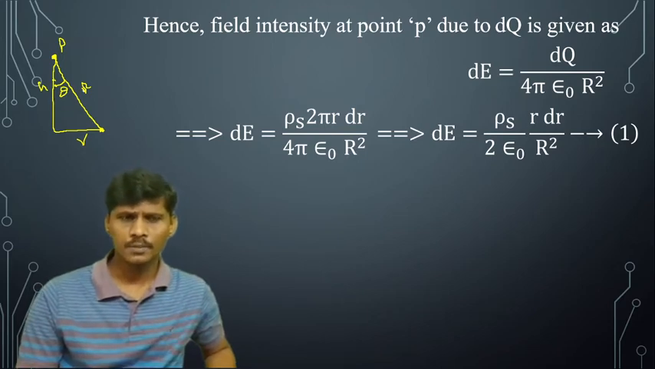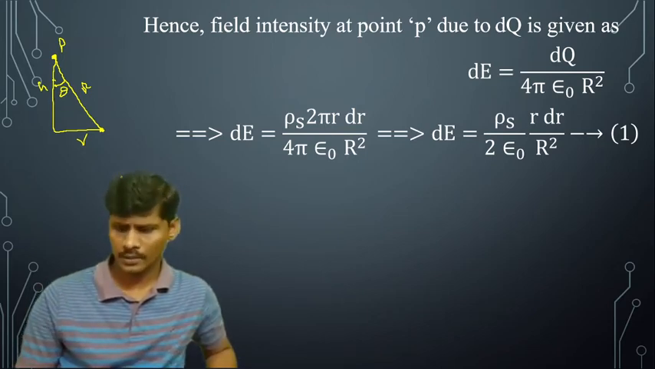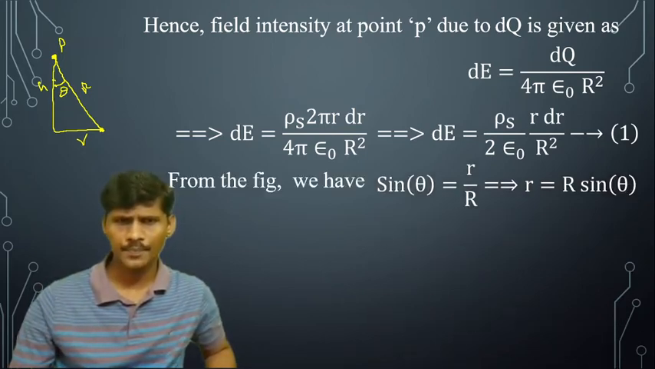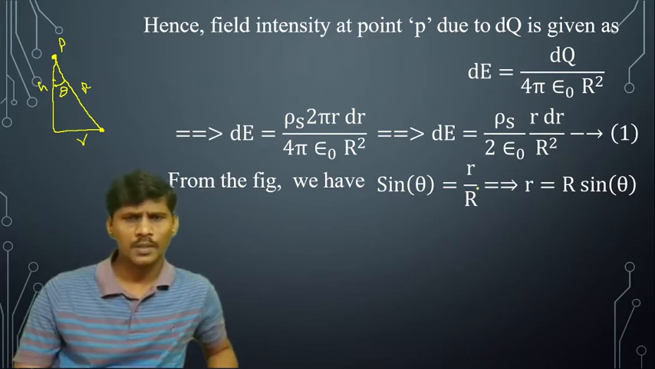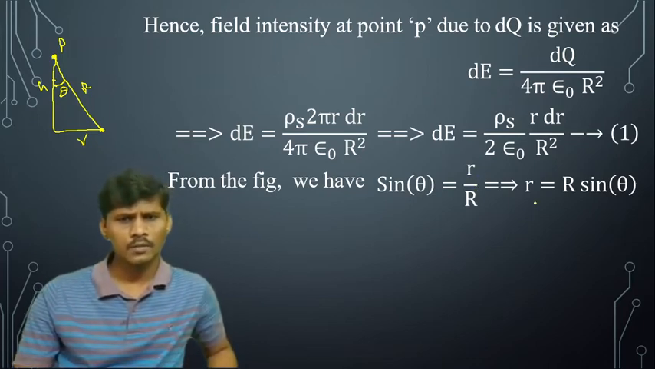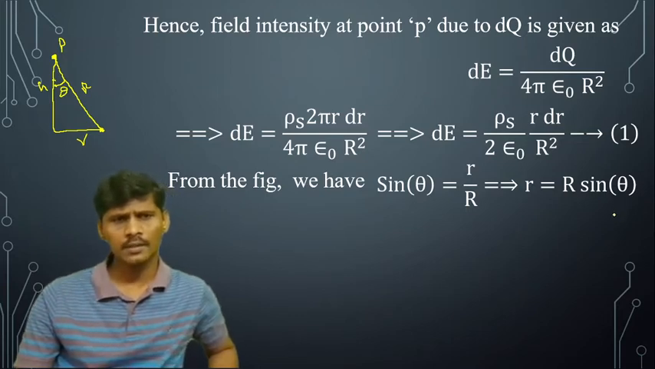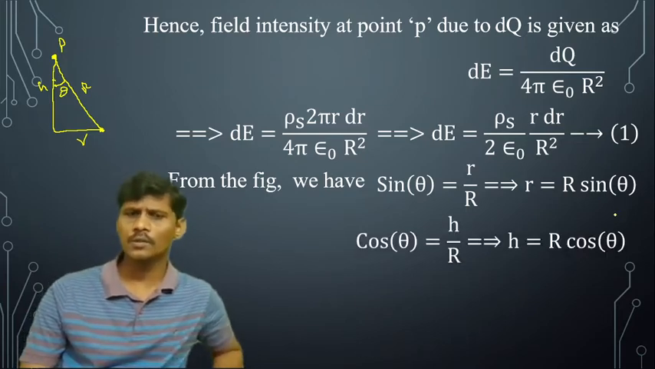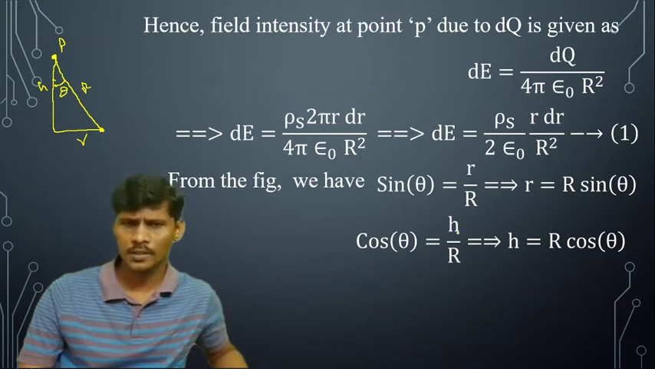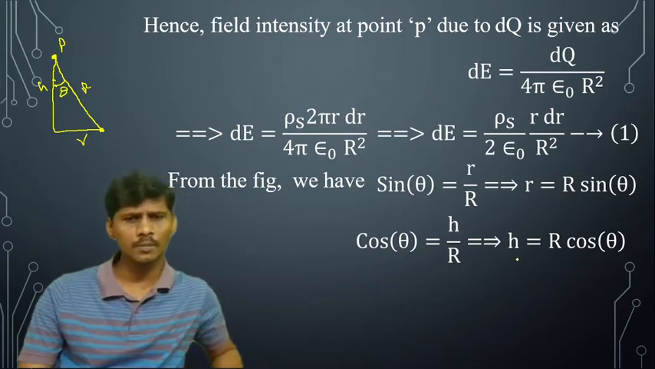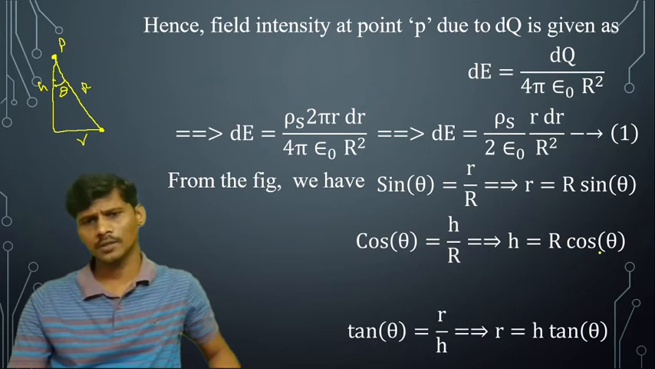And from this figure, what is the sin theta value? Sin theta is equal to opposite side by hypotenuse, small r by capital R. Taking the cross multiplication, small r is equal to capital R sin theta. And cos theta is equal to adjacent side by hypotenuse, that is small h by capital R. Taking the cross multiplication, h is equal to capital R cos theta.